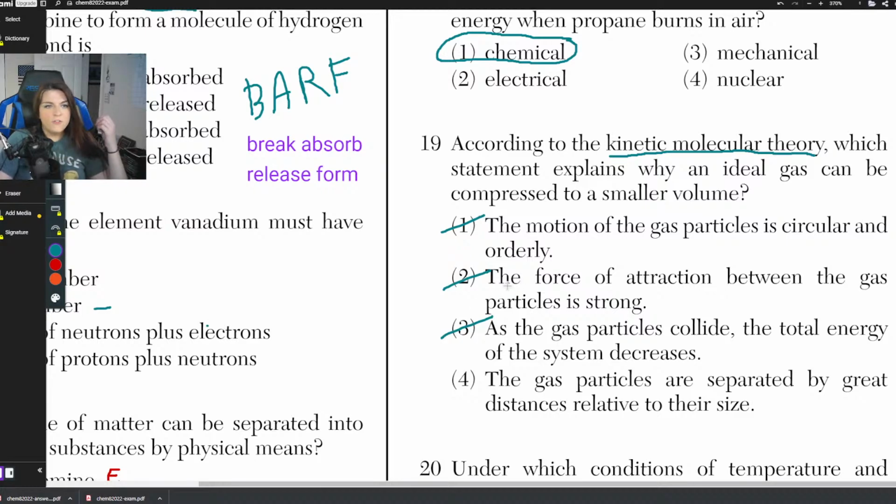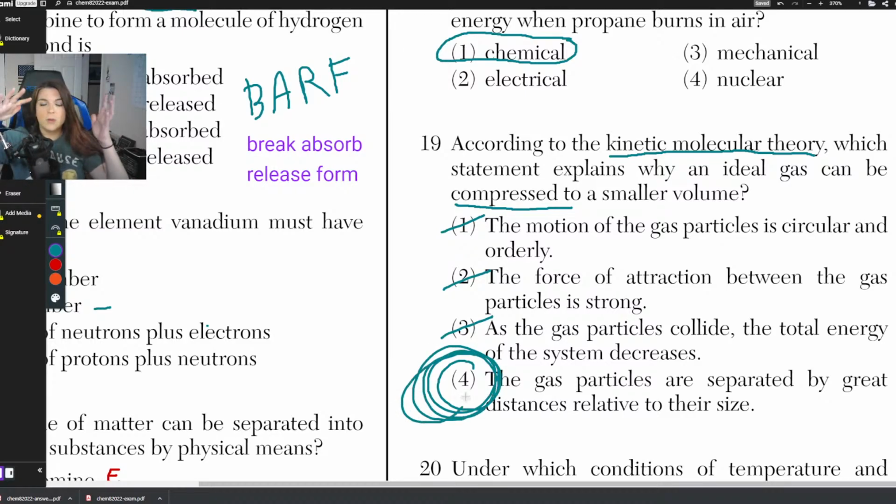And then number 4, which is going to help us explain why gases can be compressed, is because they're really far apart from each other. You take that gas, and the particles are really far apart. They take up their entire container, and there's a lot of empty space between them, and you squeeze them and push out that empty space. And if you push them enough, you can push them into a liquid.